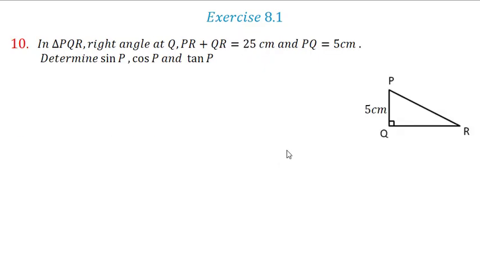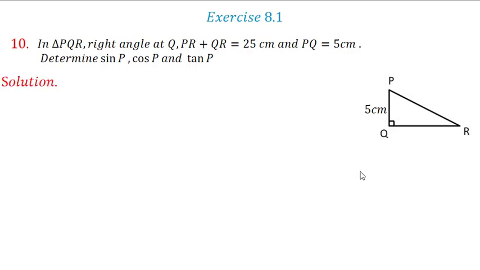Now 10th problem, in triangle PQR. So I have a triangle PQR. In triangle PQR, PR plus QR, so the addition of this hypotenuse and this side QR, is given as 25, and PQ is given as 5. We have to determine the values of sine, cos and tan. So what will you do here? So far we were given two sides, so we were using Pythagoras theorem and finding the hypotenuse. Here they have given this side as 5, they haven't given any other side, but they have given a relation, that is PR plus QR is 25.